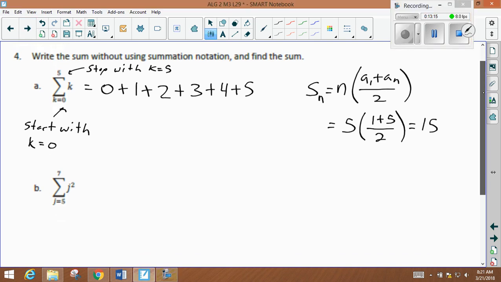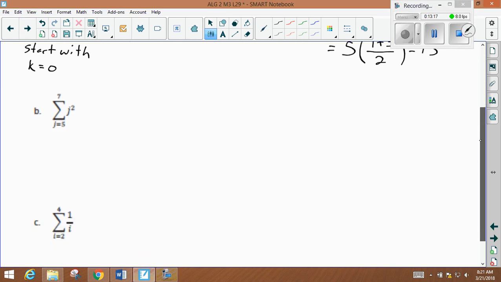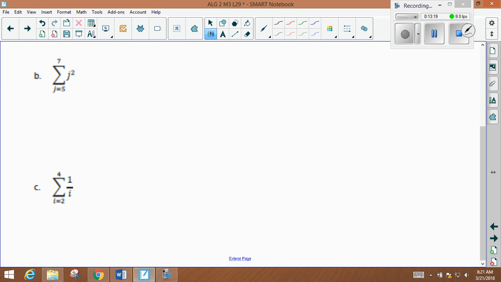Okay, here we go. Firing squad. Let's do this one. Hey, it says start at 5, so j equals 5. And then I'm gonna go all the way to 7.